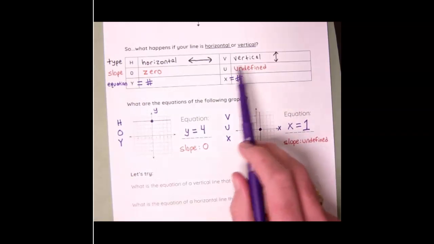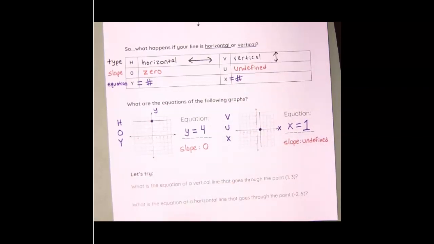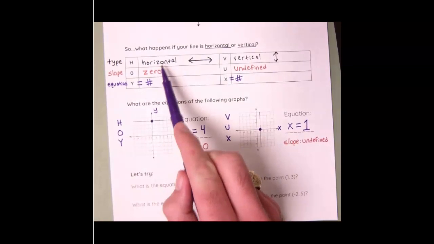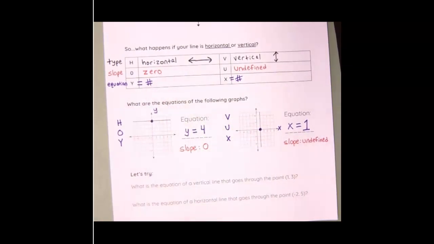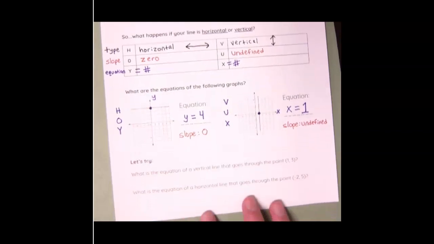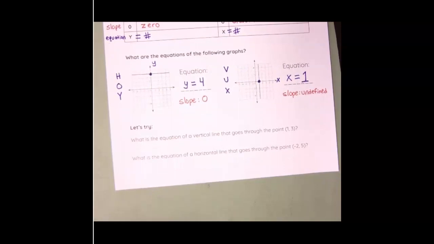Okay, I used Bucks: vertical, undefined, x equals. Again, this is the type, this is what's happening with the slope, and this is what's happening with the equation. Okay, now let's try a couple of these questions. This is more of a word problem. It says, what is the equation of a vertical line that goes through the point (1, 3)?